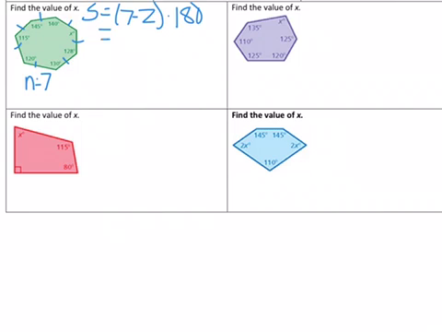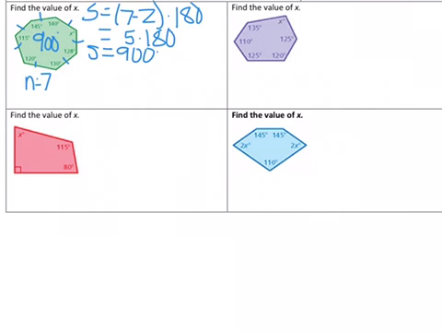Okay, so we're going to go ahead and now do 5 times 180 to find out what the entire interior sum is going to equal. So when we go ahead and do that, we get that the sum is equal to 900 degrees. So all of these guys have to add up to equal 900. Now we have to go again one step further.